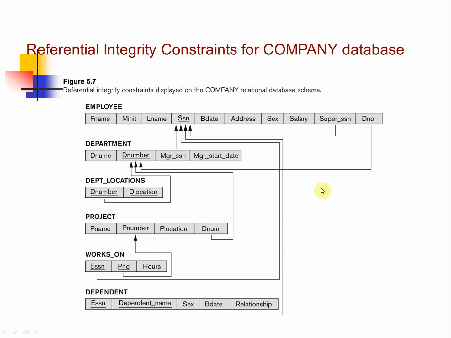So this is the relational schema diagram that helps us to understand not only the relations existing in the company, but also how they link with each other. And therefore, this is the complete relational schema diagram of what we're looking at, the company database.